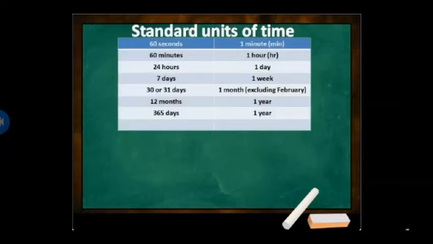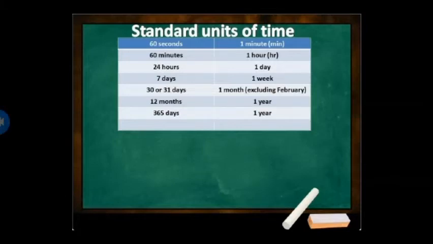Now here you will learn the standard units of time. 60 seconds is equal to 1 minute. 60 minutes is equal to 1 hour. 24 hours makes 1 day. 7 days makes 1 week.